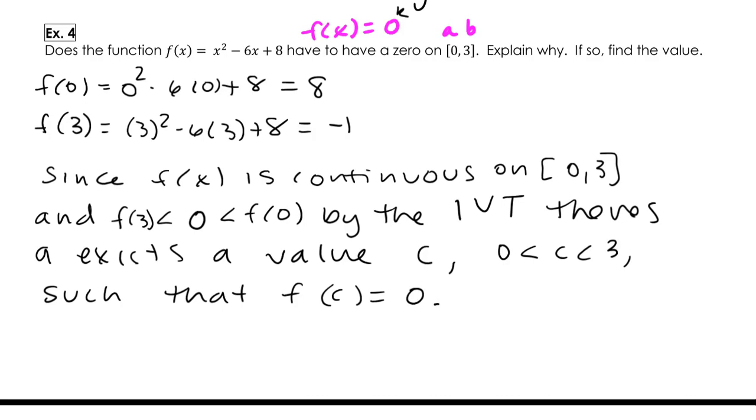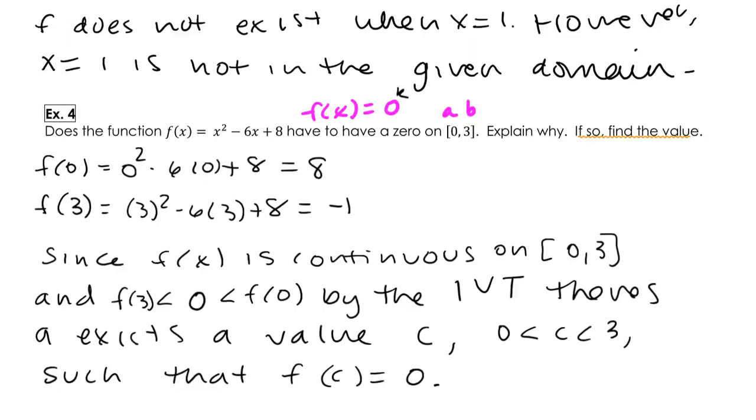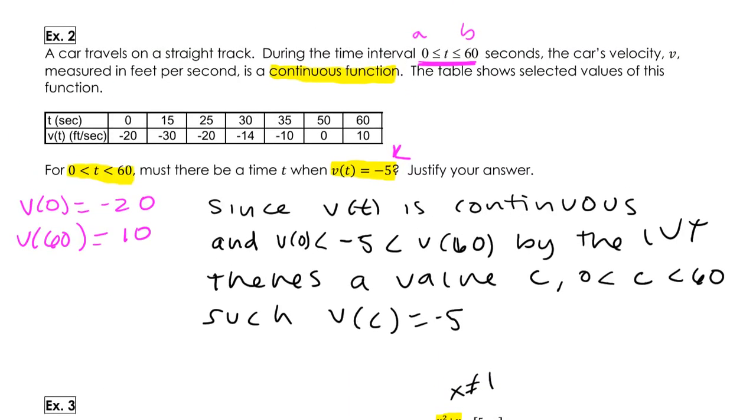Now, this is all IVT does, right? We explained why, we're good, but now they asked one more thing. They said, if so, can you find the value? Now we weren't able to up here. Up here we were looking at it, and we said, can the velocity ever be -5? Sure. We said yes. There is a value C where velocity will be -5.